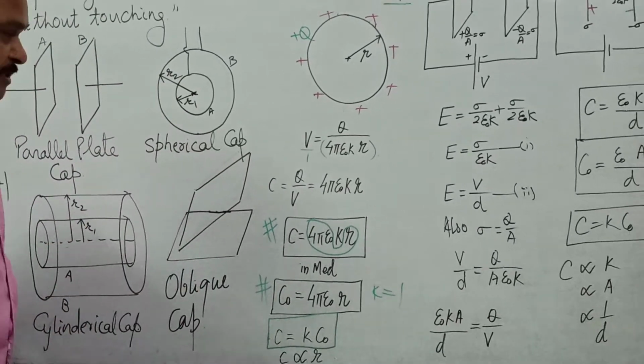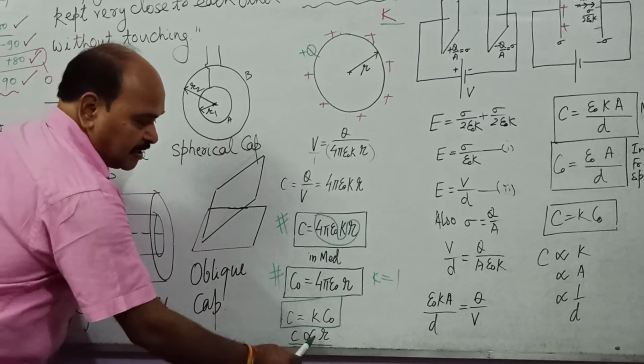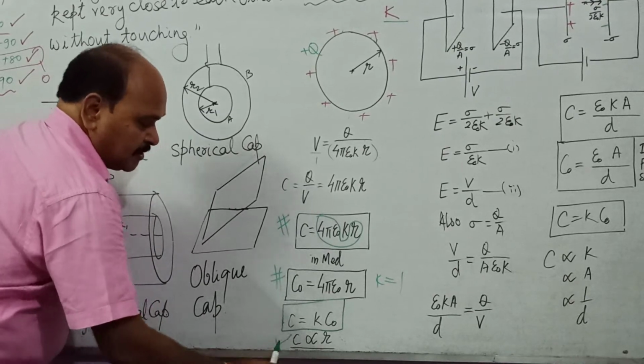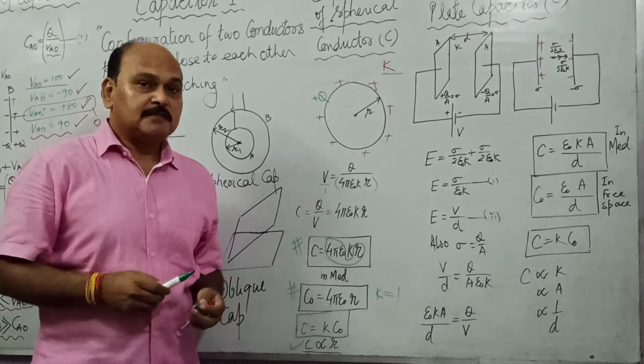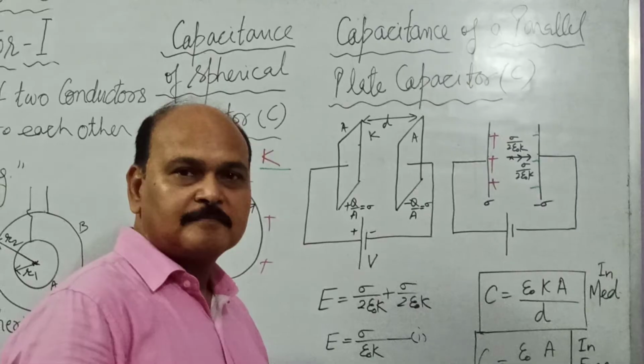And one thing you can see very clearly is C is directly proportional to R. That means the bigger the size of the spherical conductor, the greater is its charge storing ability.